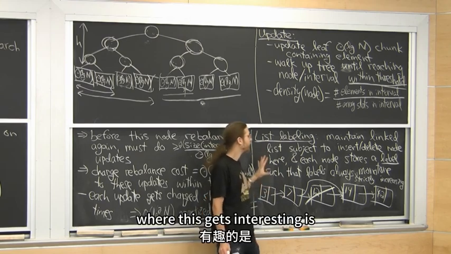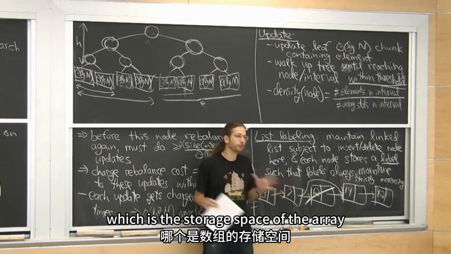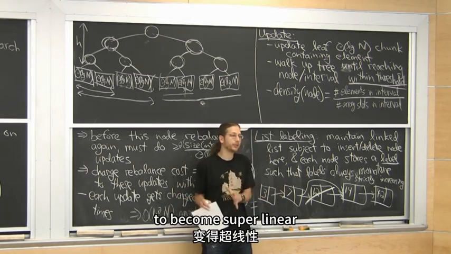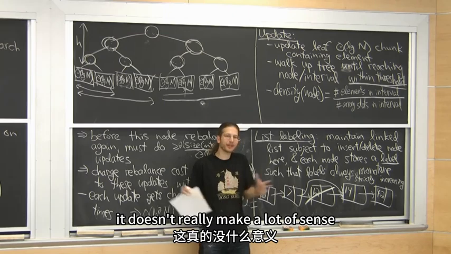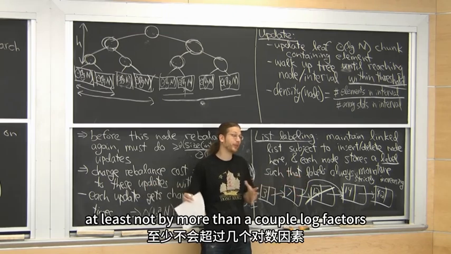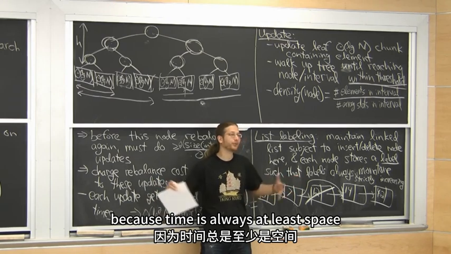So where this gets interesting is if you allow the label space, which is the storage space of the array, to become superlinear. With ordered files, it doesn't really make a lot of sense to go superlinear, at least not by more than a couple log factors, because time is always at least space.